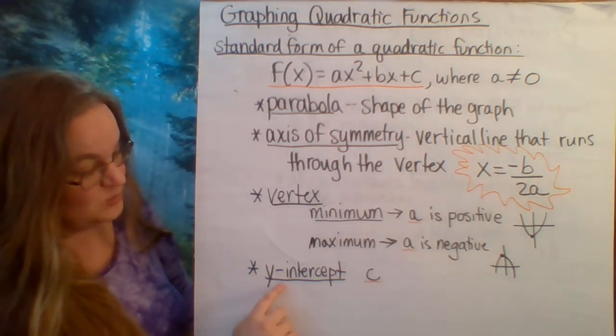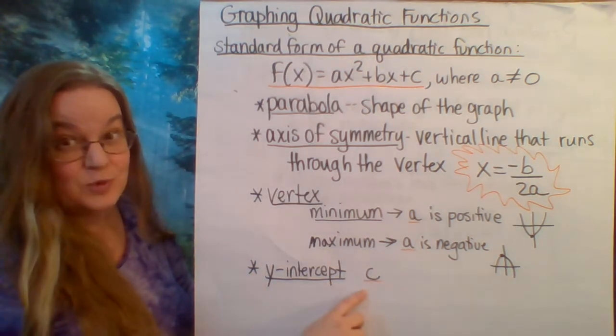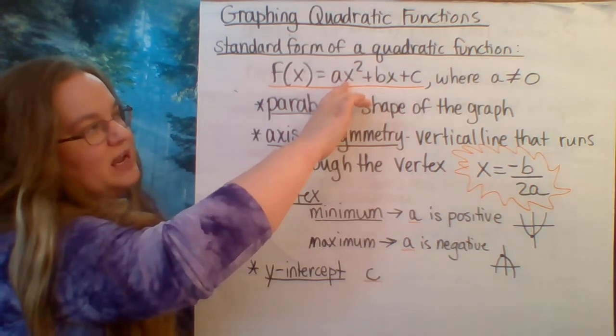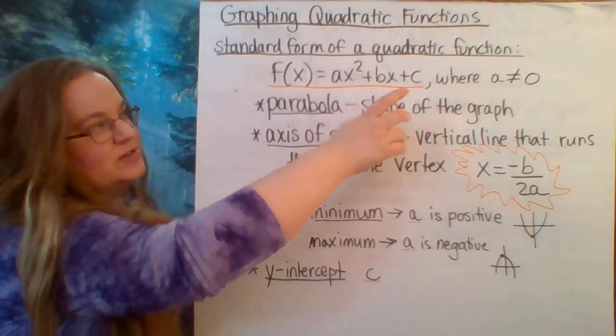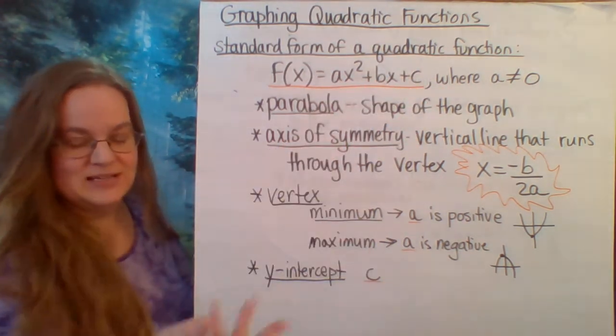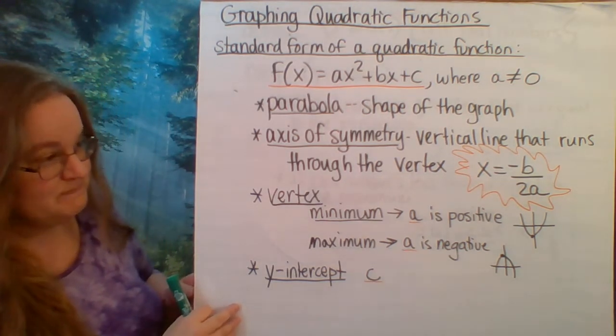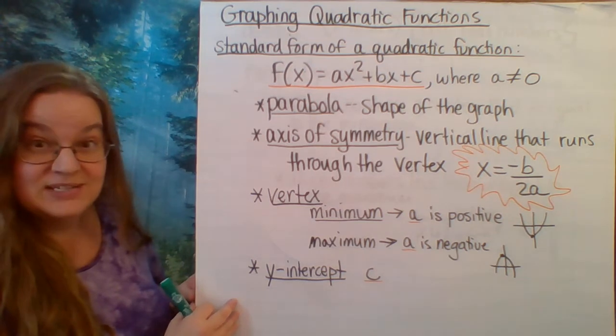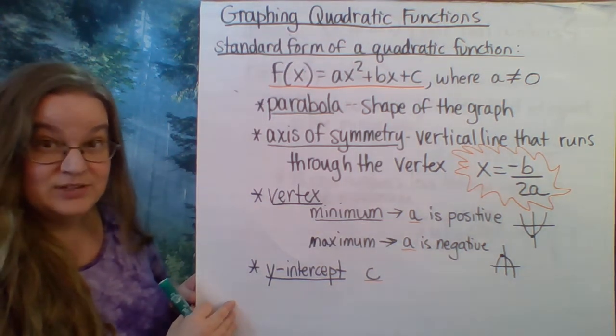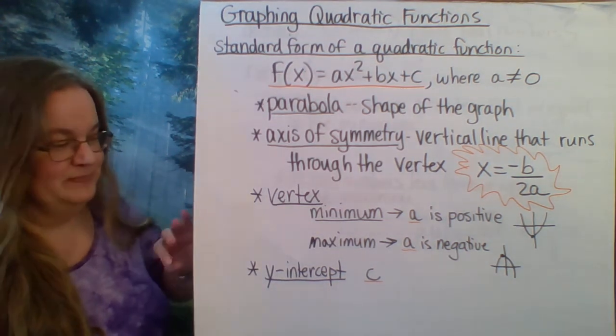And then finally, the y-intercept, when we're in standard form, is just c, because the other terms are going to turn into zeros. So it makes sense that c is going to be the y-intercept. You can pause this and take down these notes, but you should have this vocabulary.